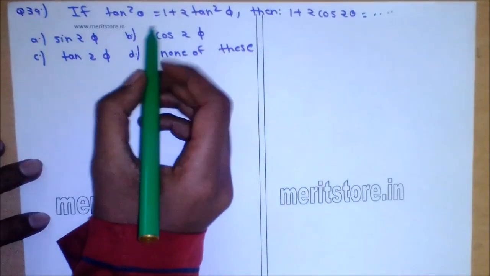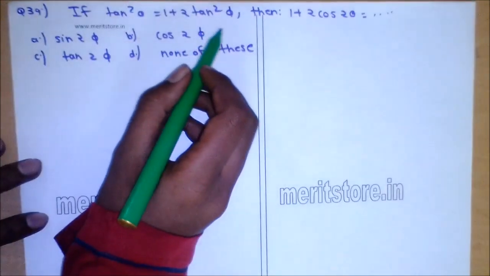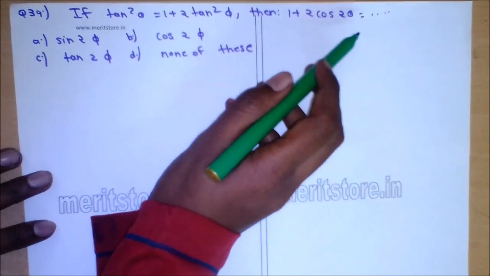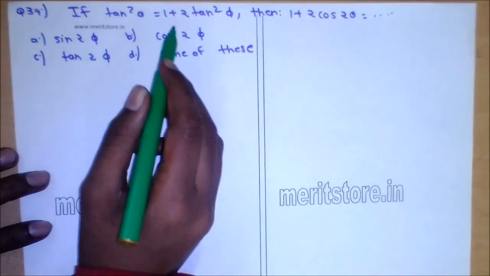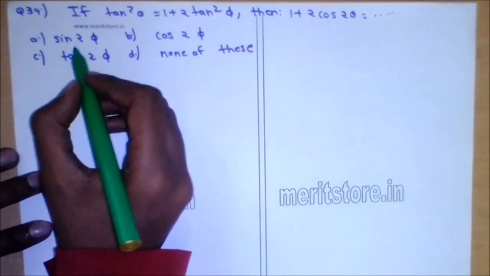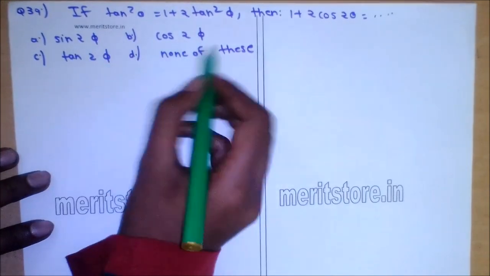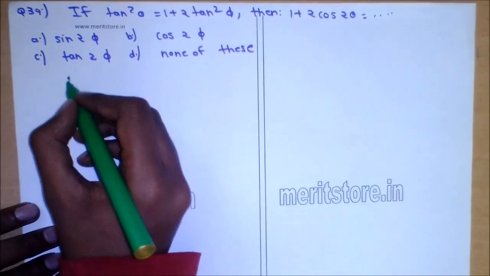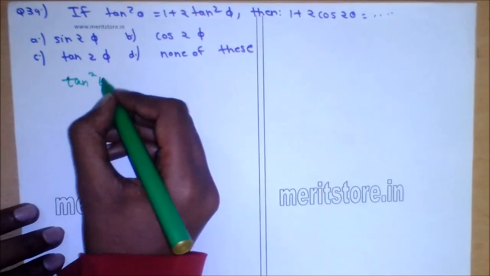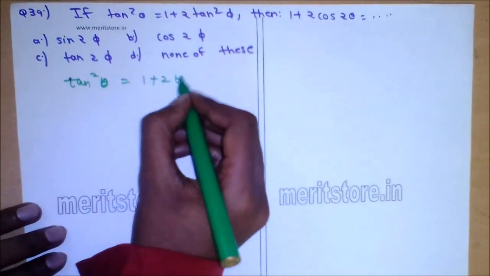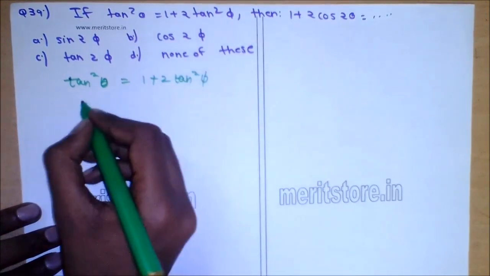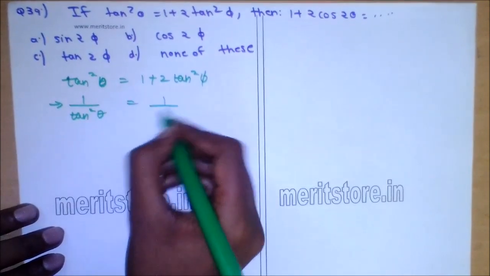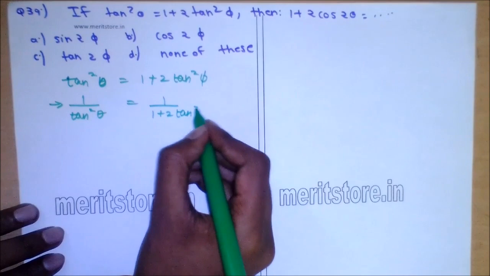It is given that tan square theta is equal to 1 plus 2 tan square phi. So we have to find 1 plus 2 cos 2 theta in terms of trigonometric functions of phi. So the options are sin 2 phi, cos 2 phi, tan 2 phi, or none of these. So first we write the equation tan square theta equals 1 plus 2 tan square phi. That is 1 upon tan square theta is equal to 1 upon 1 plus 2 tan square phi.